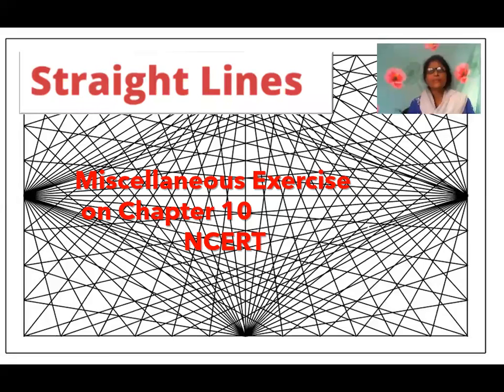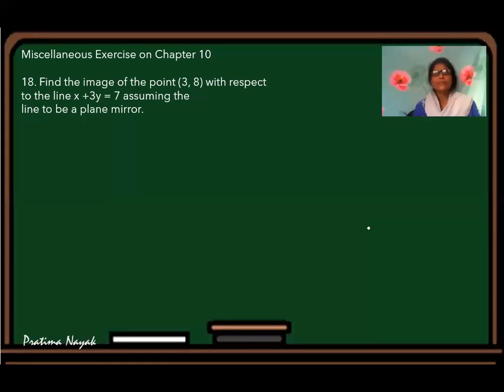So dear students, we are continuing straight lines miscellaneous exercise. So next we'll do question number 18. Find the image of a point (3, 8) with respect to the line x + 3y = 7, assuming that line to be a plane mirror.